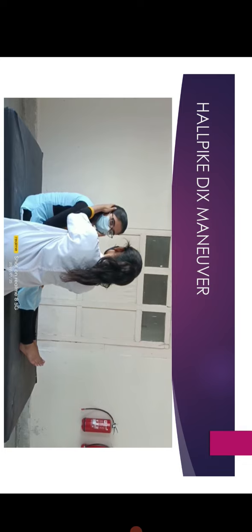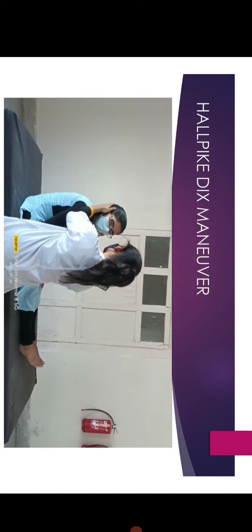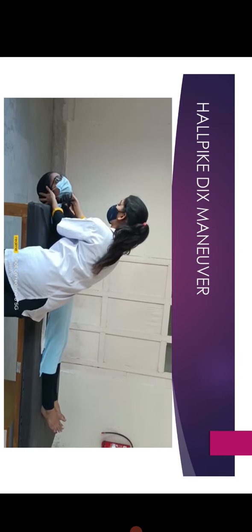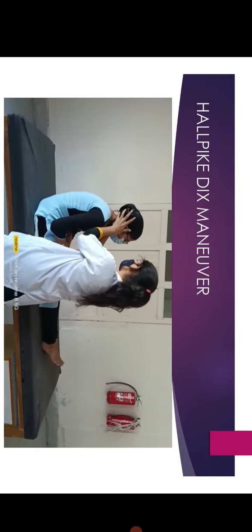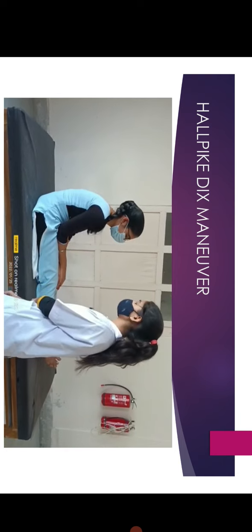As the examiner maintains the 45-degree rotation, the patient is quickly brought to supine position with neck extended 30 degrees beyond the horizontal. The examiner must look for nystagmus and ask the patient if vertigo is being experienced. The patient is then slowly brought back to the starting position and the other side is tested. The side that reproduces the nystagmus and vertigo is the side that has BPPV.